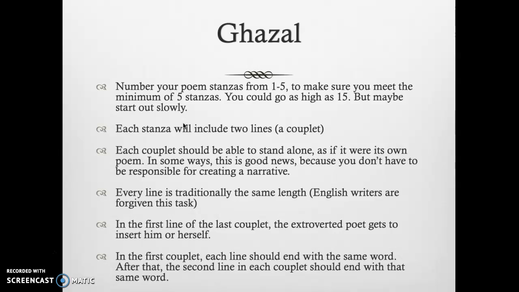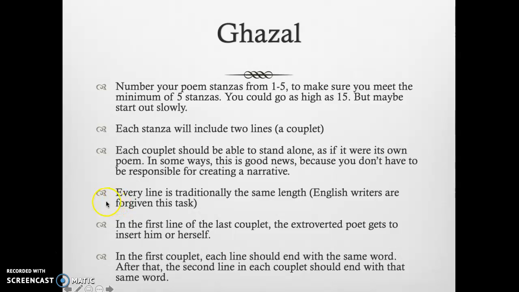Some people pronounce this Ghazal. Some people pronounce it Ghazal. So you number your poem stanzas 1 to 5 and make sure you meet the minimum of 5 stanzas. You can go as high as 15 stanzas, but it says maybe start out slowly, maybe start with 5 your first try. Each stanza will include 2 lines or a couplet. So you'll have 5 stanzas of 2 lines. Each couplet should be able to stand alone, like it's its own poem and has its own meaning. So this is good. You don't have that extra pressure to create a narrative. You want each to stand on its own.